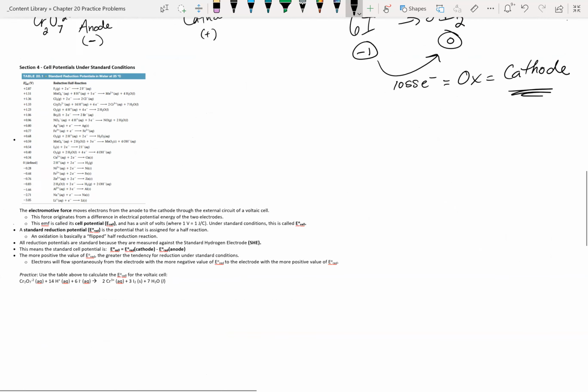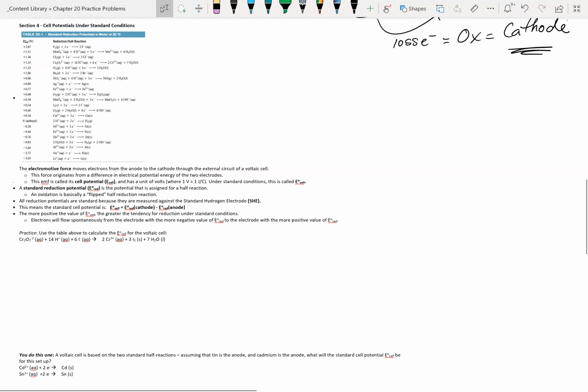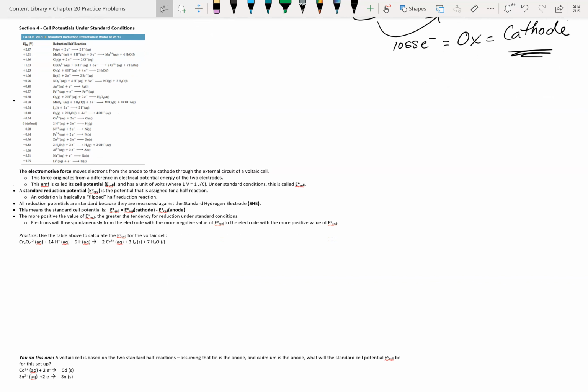All right, moving on. Section 4 wants us to calculate cell potentials under standard conditions. And the big thing to note, and there's a lot of little notes in here for you if you want to take a look at these on your own, is what an electromotive force is and how we define an electromotive force as a cell potential. If we want to calculate a standard cell potential, then we need to take the reduction potential of the cathode and subtract the reduction potential of the anode.